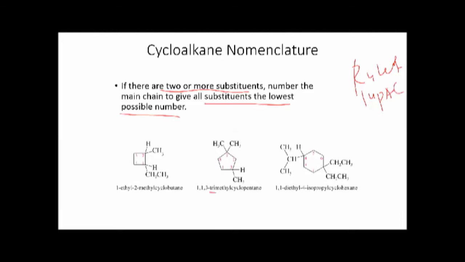So if you have trimethyl cyclopentane, we are going to number everything 1, 1, 3, because if you number 1, 3, 3, it will give you a cumulative bigger number. Likewise for this example there.